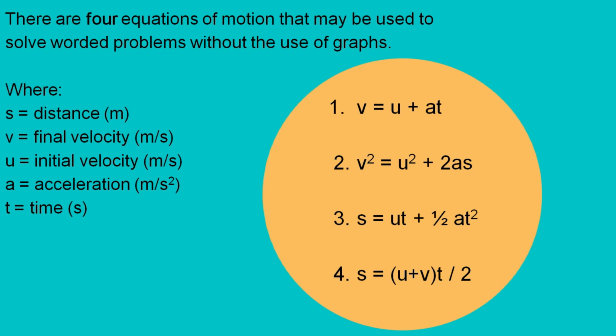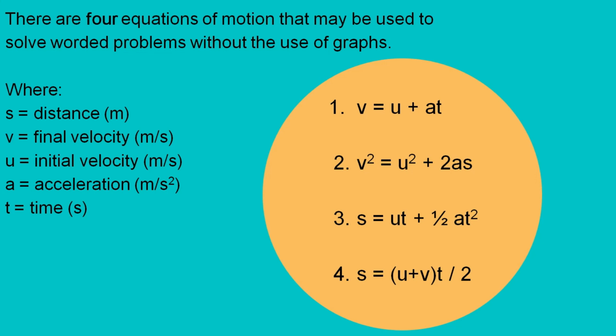There are 4 equations of motion that may be used to solve worded problems without the use of graphs, where S is equal to distance in meters, V is equal to final velocity in meters per second, U is equal to initial velocity in meters per second, A is equal to acceleration in meters per second squared, and T is equal to time in seconds.